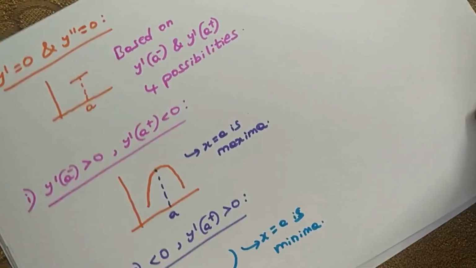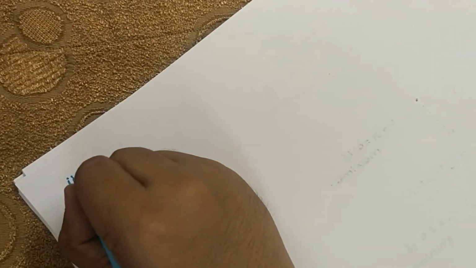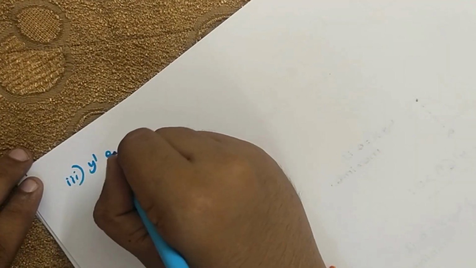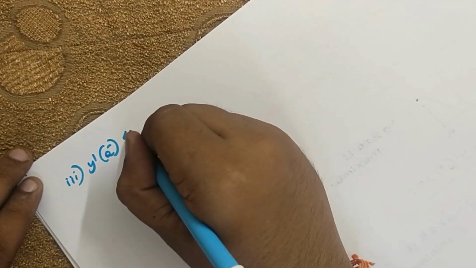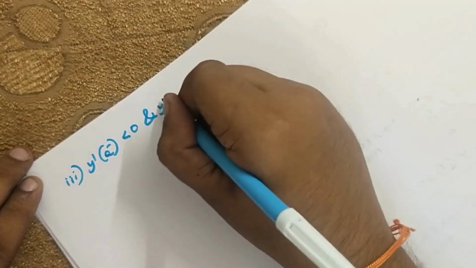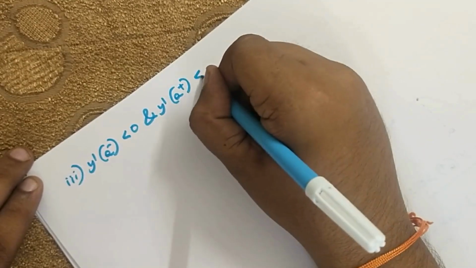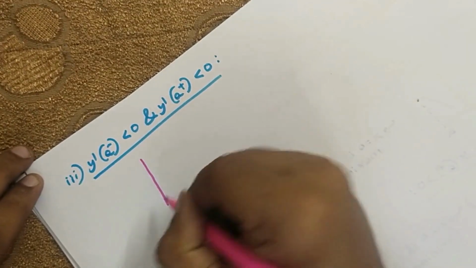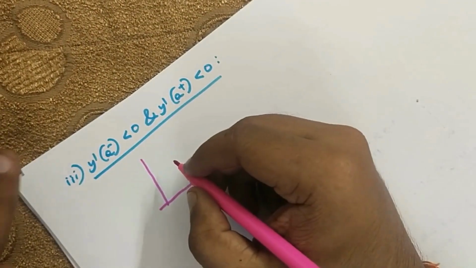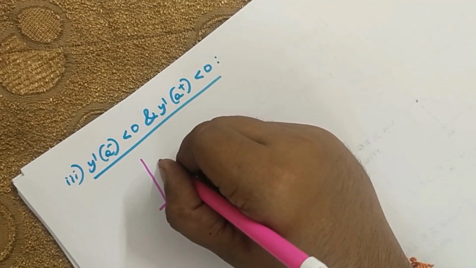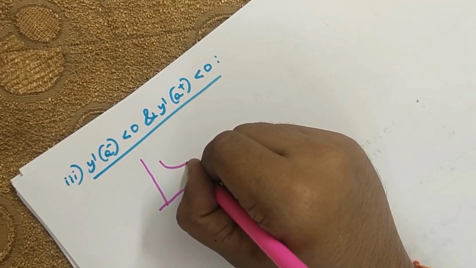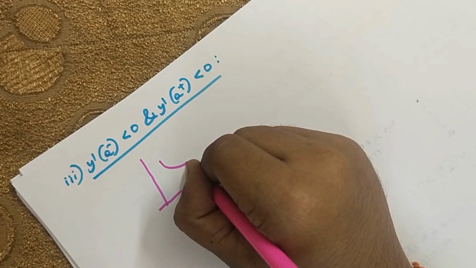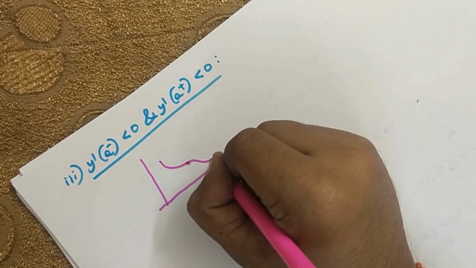Yes, let's see the next one, which is y dash of a minus is less than 0 and y dash of a plus is also less than 0. So the graph looks like this: y dash of a minus should be less than 0, and at a plus also it should be less than 0. So we have to take it like this.